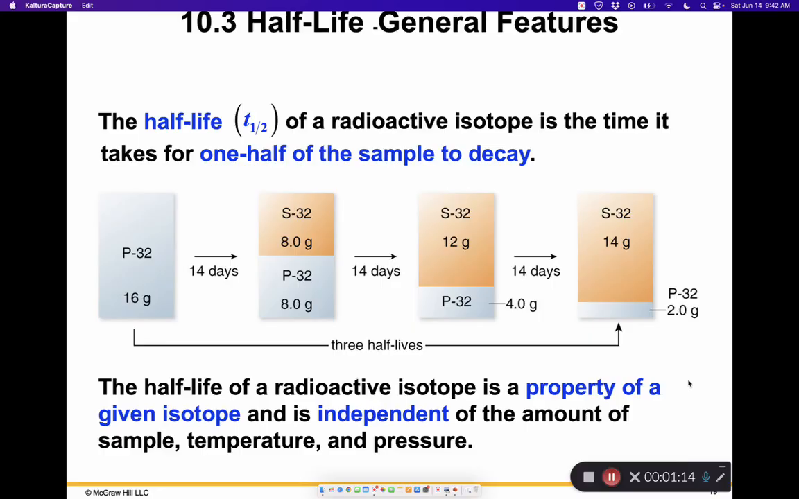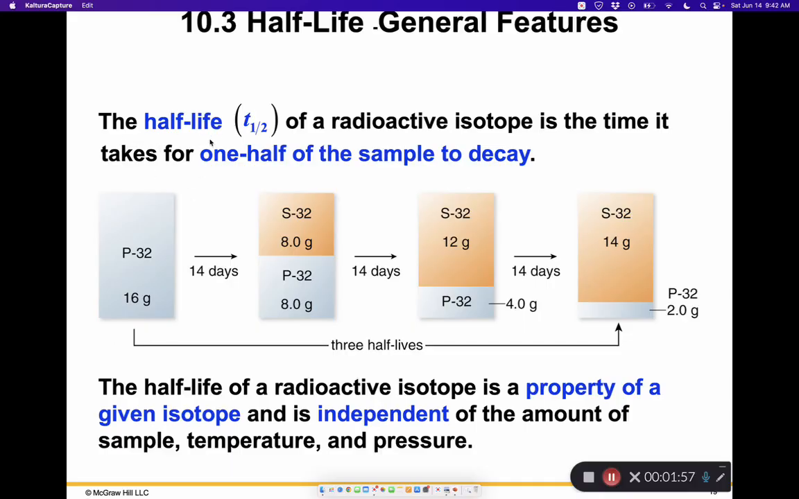The half-life of a radioactive isotope is a property of that given isotope. Each isotope will have its own half-life. That half-life is independent of the amount of the sample, how much was originally there. It is independent of temperature and pressure and other factors. So let's find out what we mean by half-life. We learned that half-life is a property of a radioactive isotope. Then what does it mean?